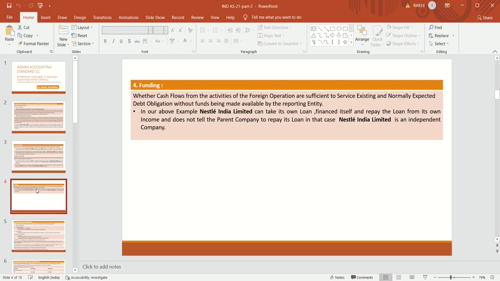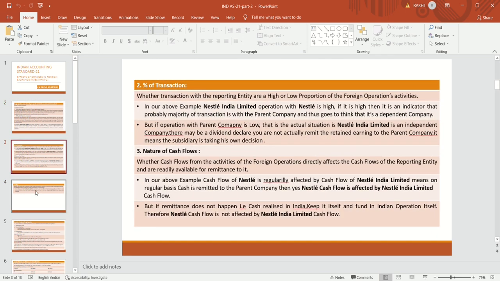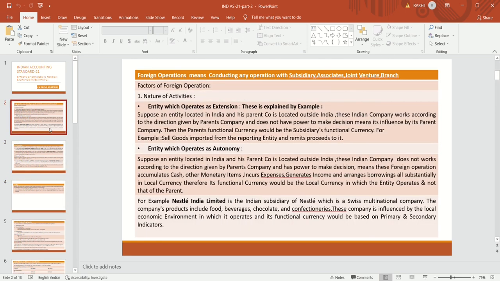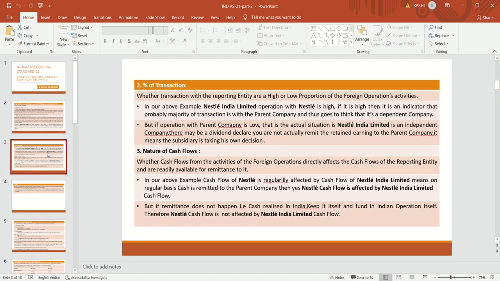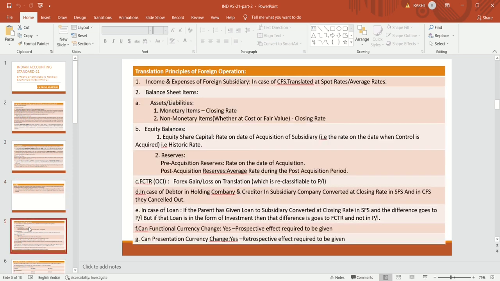These are the 4 factors to check the foreign operations. Factors of foreign operations are: firstly, the nature of the activity, then transactions, whether the percentage of transactions is high or low, nature of cash flows and the funding. Then comes the translation principles of foreign operations.